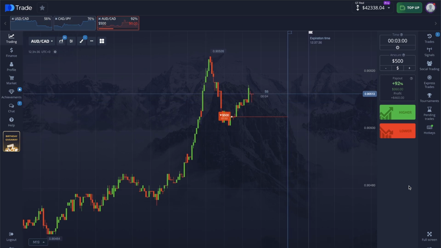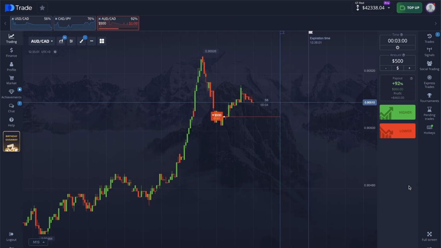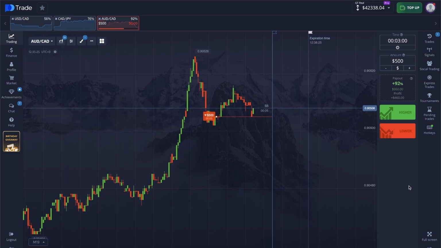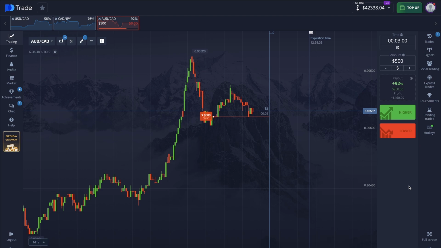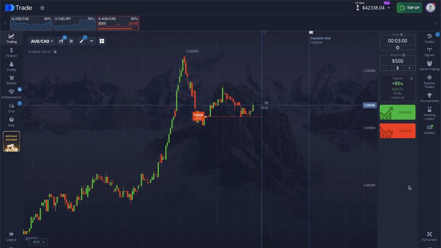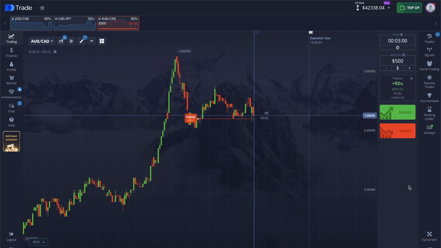Mostly this is how I enter during corrections when I work alone, when I work quickly, and when there's no need to explain what I'm doing. I see a sharp impulse, a sharp breakthrough, I immediately take a counter trend trade. And of course, it is desirable to use a 1 minute expiration time. This way your chances of making a good profit increase.